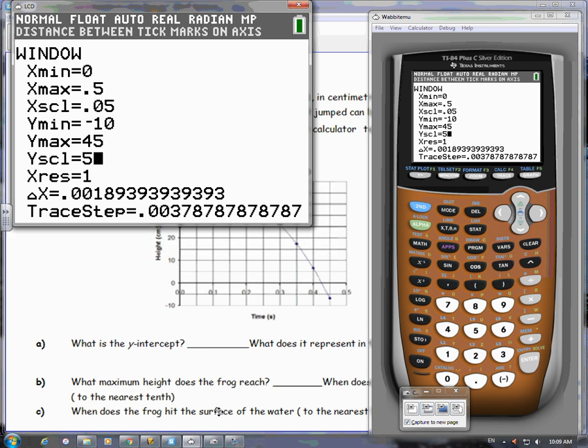Question? Go ahead. So I'm just looking at the graph, right? The actual window settings of the graph that they've got there.